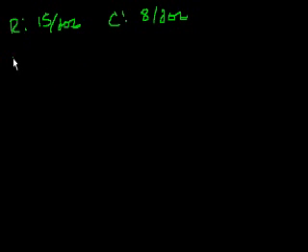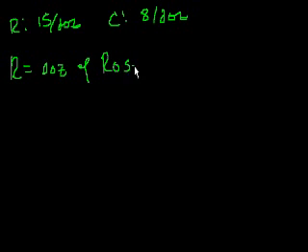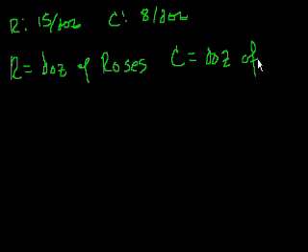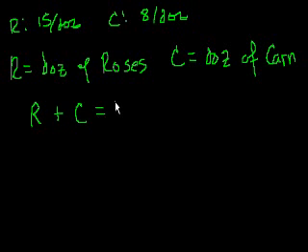All right, so let's set some variables. Let R equal dozens of roses. I hope you can read my handwriting. And let C equal dozens of carnations. All right, so they say that she bought a total of 17 dozen flowers. So the dozens of roses plus the dozens of carnations she bought must be equal to 17 because she bought a total of 17 dozens. It also tells us that she spent $192.